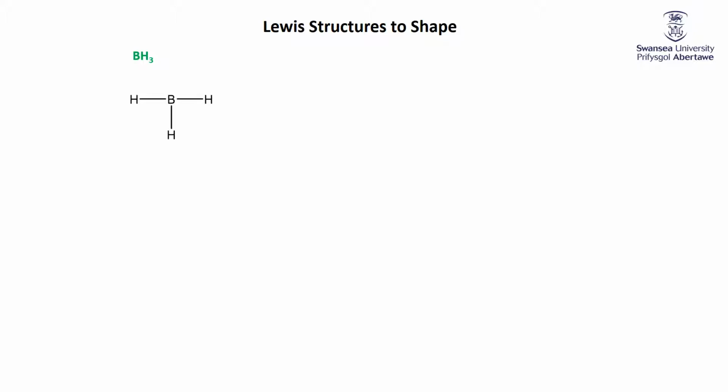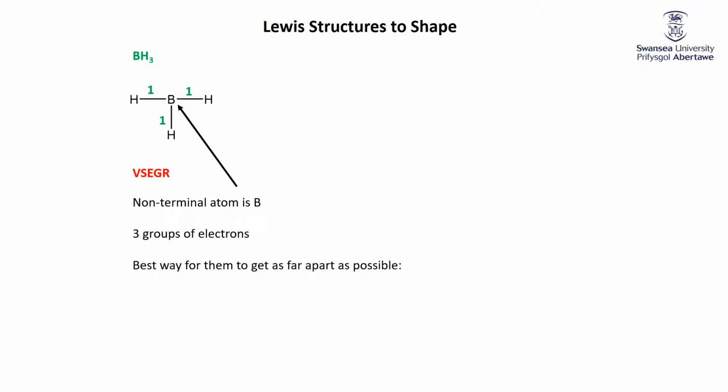Now, if we apply VSEPR to this, the non-terminal atom, the central atom, is B. How many groups of electrons are there? 1, 2, 3 groups of electrons around the boron. How do 3 groups of electrons arrange themselves? What's the best way for them to get as far apart as possible? And the answer is to form this sort of little triangular shape here, Mercedes-Benz symbol.